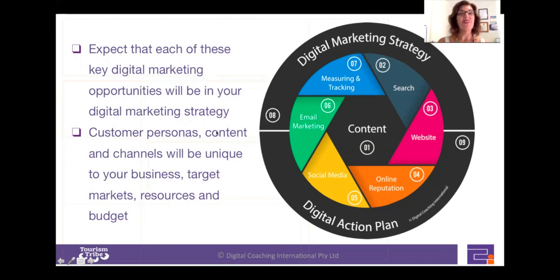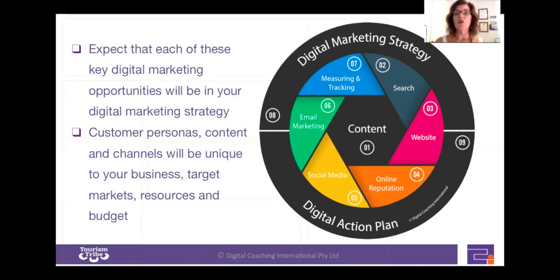Welcome. So when we're talking about digital marketing strategy, you can expect that each of these components that you can see in this diagram here are going to be part of your digital marketing strategy. But at the very centre of it is content and consumer or your customer relevant content. So a clear understanding of the people who are most likely to buy from you, who are your target customers, and the content that will make them be attracted to you and engage with you and convert with you. That is what's at the heart of your digital strategy.